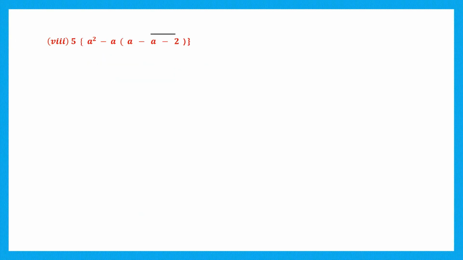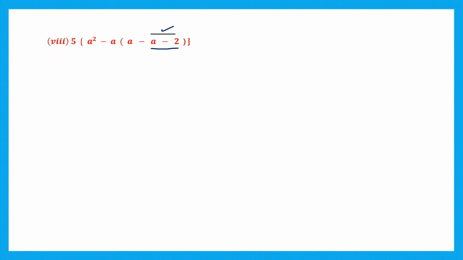Question 5. Then we have the curly brackets, a square minus a, then the common brackets, a minus, and then we have the bar bracket, a minus 2. So we have the curly bracket, the common bracket, and the bar bracket. So we know that bar bracket has to be done first. So let's do the bar bracket first. So what is here? In the bar bracket, we have a minus 2.